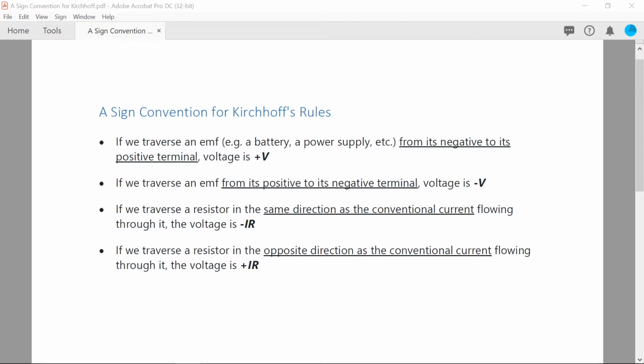And if we traverse a resistor in the same direction as the conventional current that is flowing through it, then the voltage is negative IR. That comes from Ohm's law, where V equals IR. And then if we traverse a resistor in the opposite direction as the conventional current flowing through it, then that voltage is positive IR, again coming from Ohm's law, that says V is equal to IR.